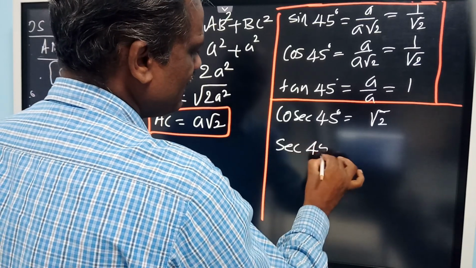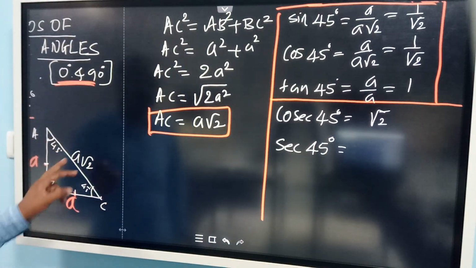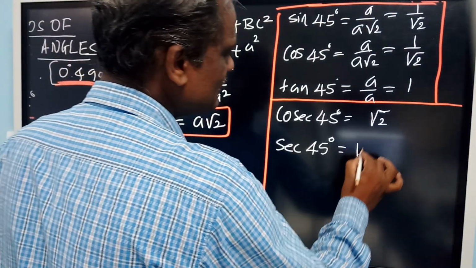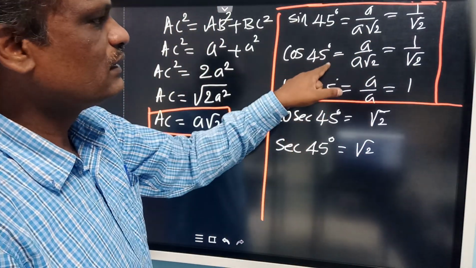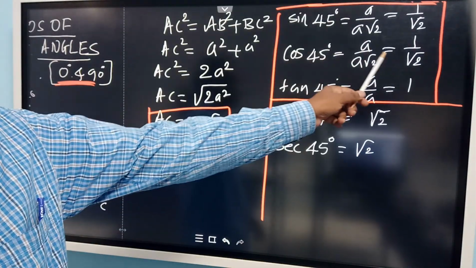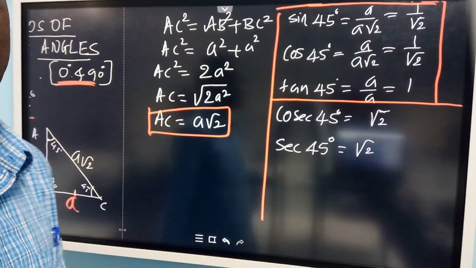Then secant 45 degree is hypotenuse by adjacent side. A root 2 by A, you will get root 2 only. It is also the reciprocal of cos 45. Cos 45 here is 1 by root 2, so take the reciprocal of 1 by root 2, it gives you root 2 only.